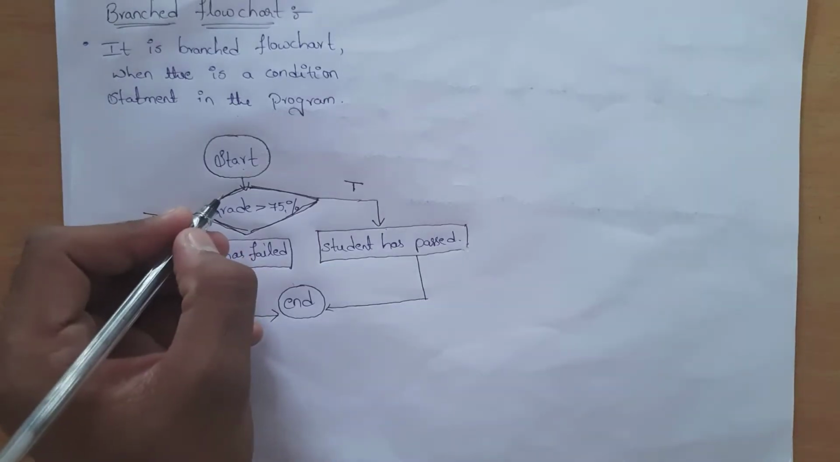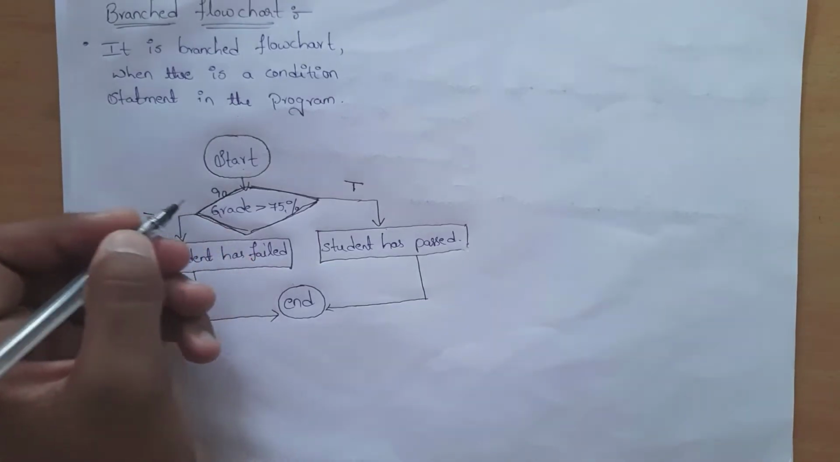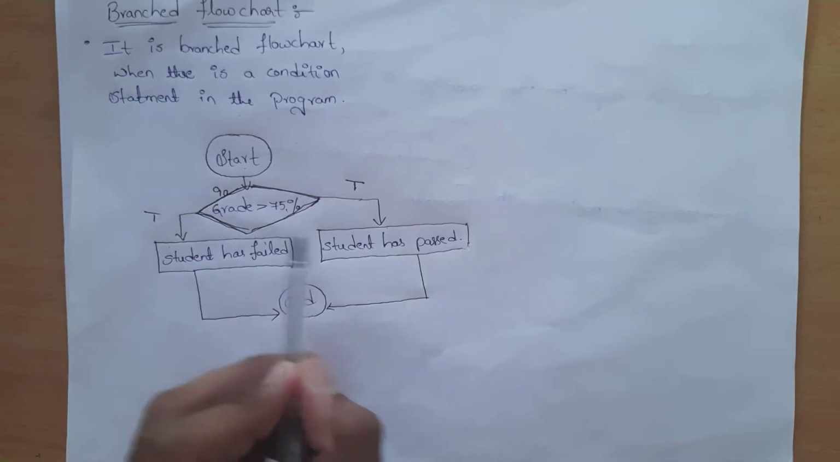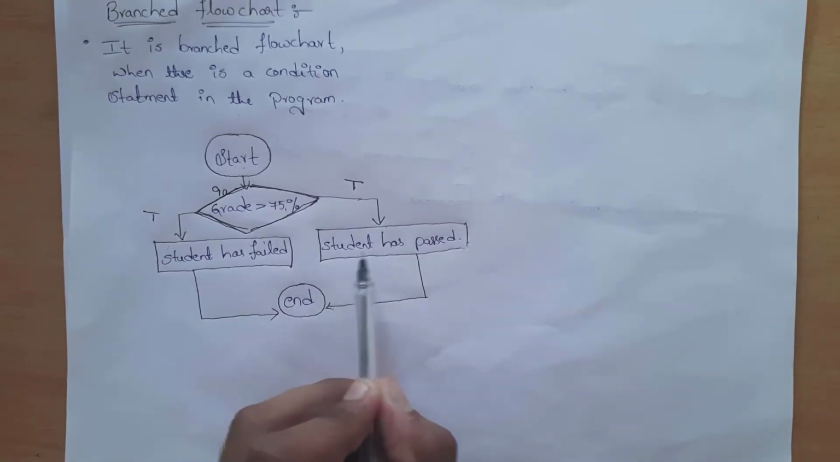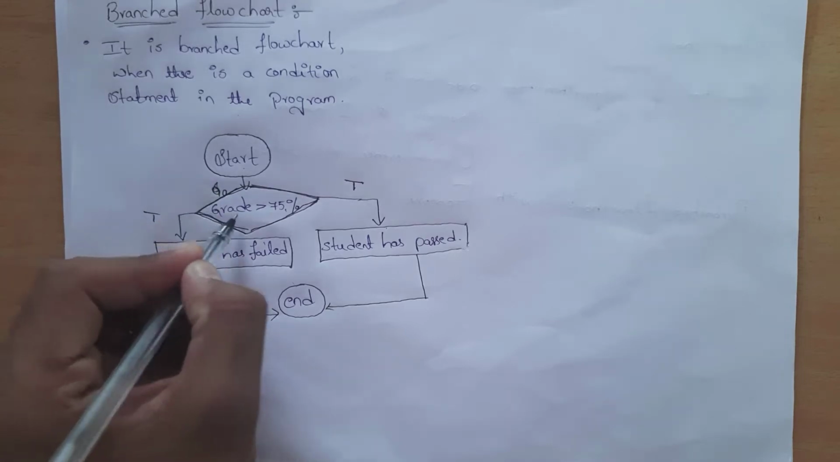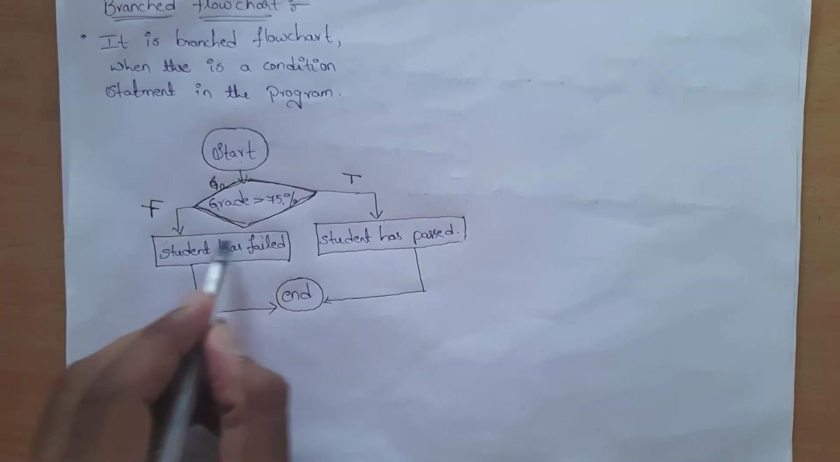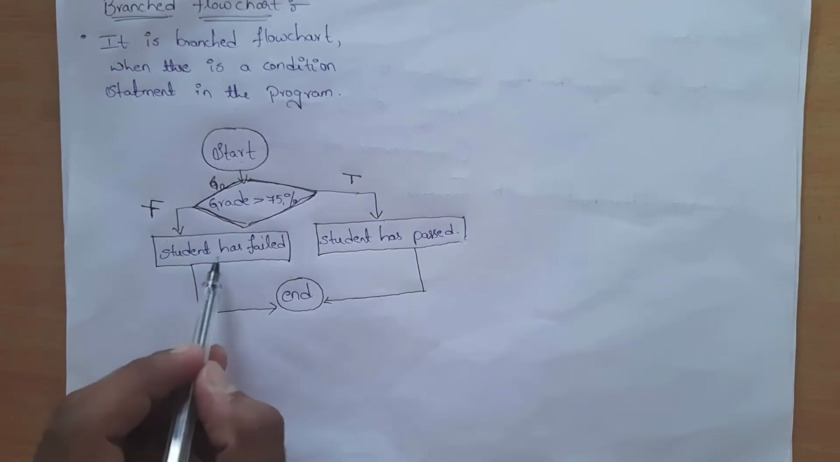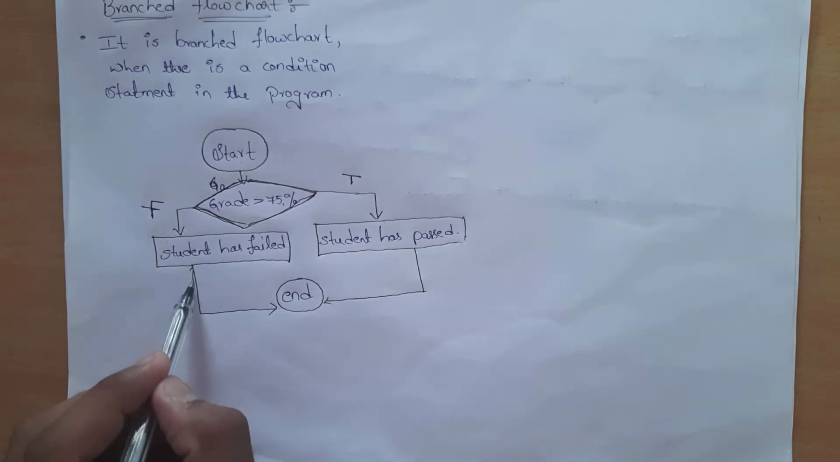For example, if person got 90 marks, 90 is greater than 75. So I will get output as student has passed. Else, for example, if person got only 60%, then this condition is not satisfied. This statement will be executed. So student has failed in examination. And at last you need to end this.